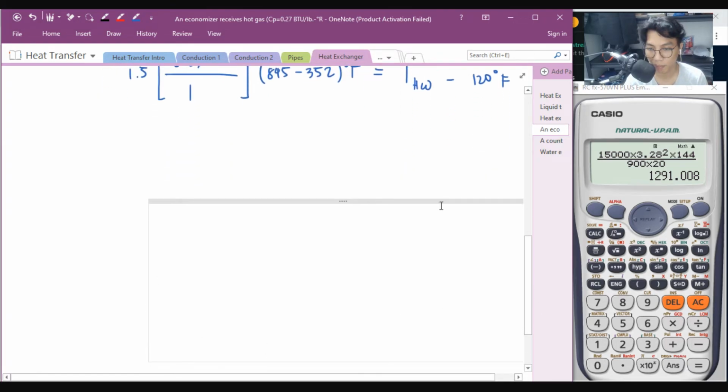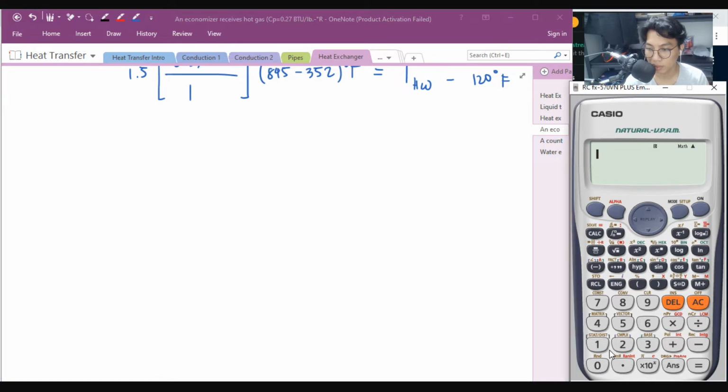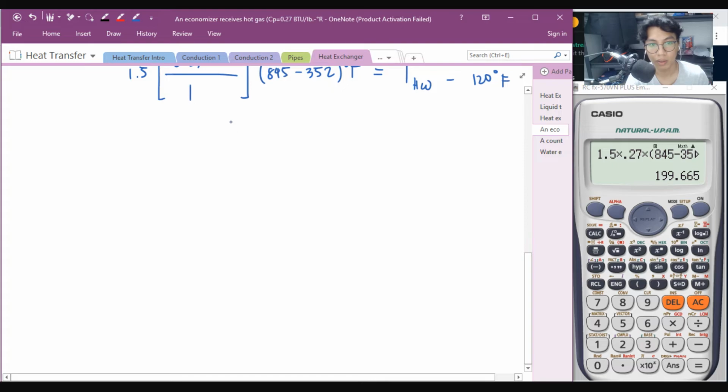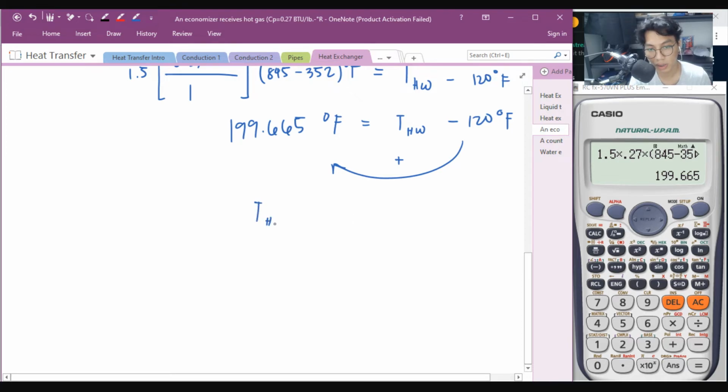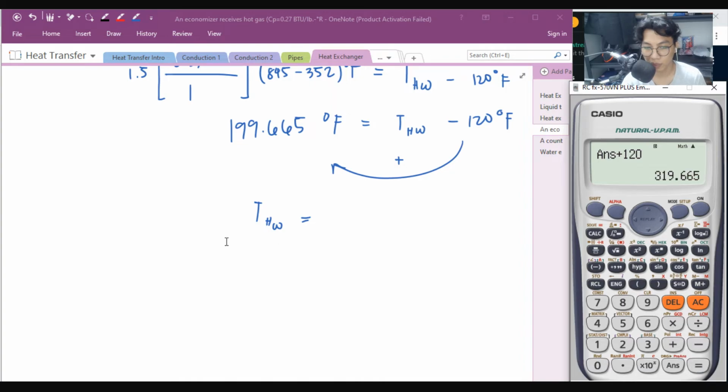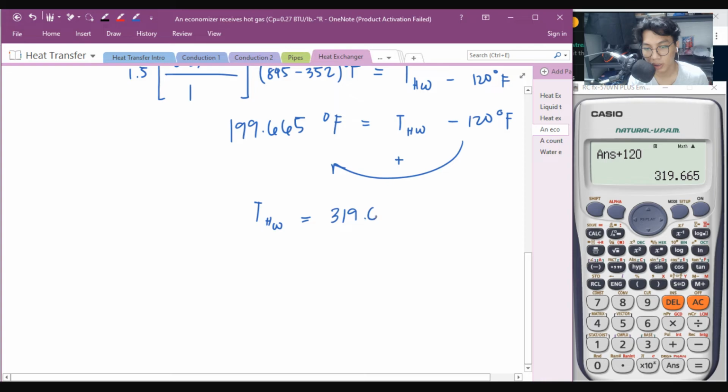Let me calculate. So, 1.5 times 0.27 times 845 minus 352. There, I have 199.665 degrees Fahrenheit equal to T hot of water minus 120 degrees Fahrenheit. Just add the 120 to the other side. So, T hot of water is plus 120. We get its value, 319. It is not finished yet. 319.665 degrees Fahrenheit.